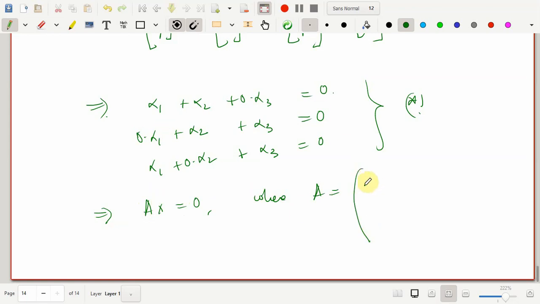In this case it's a 3 cross 3 matrix given by 1 1 0, 0 1 1, 1 0 1, and x is the variable matrix alpha 1, alpha 2, alpha 3, right? Okay, so you need to solve the system to find alpha 1, alpha 2, alpha 3. Since it's a homogeneous system, it's always going to have a solution. The only thing you need to check is whether it has only the trivial solution, that is the unique solution 0, 0, 0, or whether it has a non-trivial solution. So let's look for that.